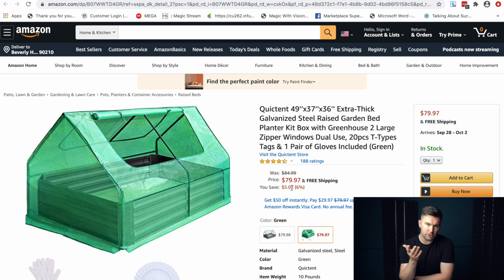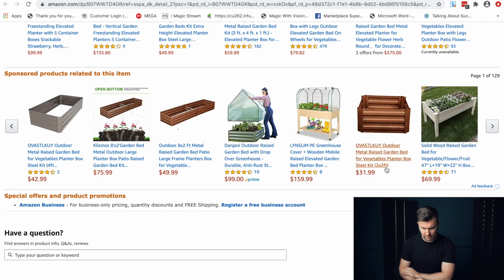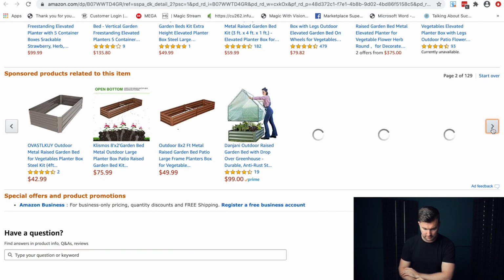So again, I would be looking at this sort of thing and trying to see, is it the kit angle that people are looking for? Is it the fact that it's got this entire extra garden, a greenhouse thing on top of it? What is it that's interesting about this? And as always, we want to come down here and see what's going on in this area. That's a different looking one again.